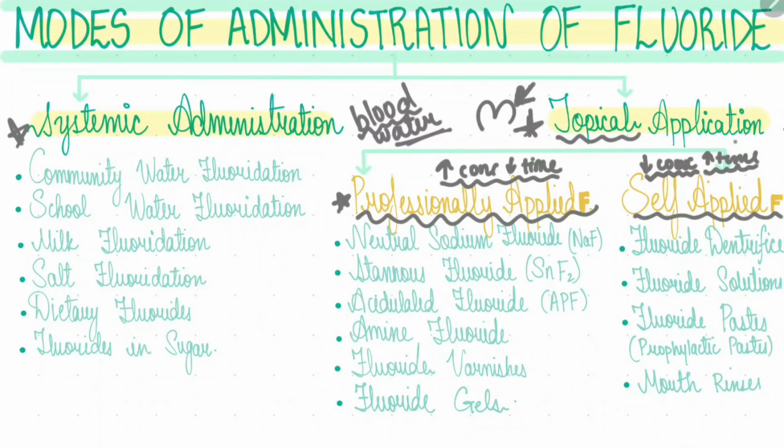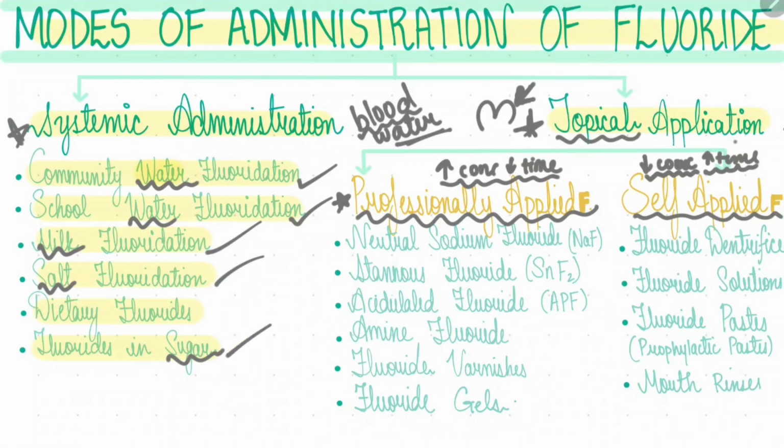So in systemic administration, as we talked earlier, we have water. So we do community water fluoridation, school water fluoridation, milk fluoridation, salt fluoridation, sugar fluoridation, and we have dietary fluorides. Now it's very easy to remember here. One thing you'll remember in systemic administration is water. The second is milk, salt, and sugar, right? So we have community water fluoridation, school water fluoridation, milk, salt, sugar fluoridation, and the last one is the dietary fluorides.